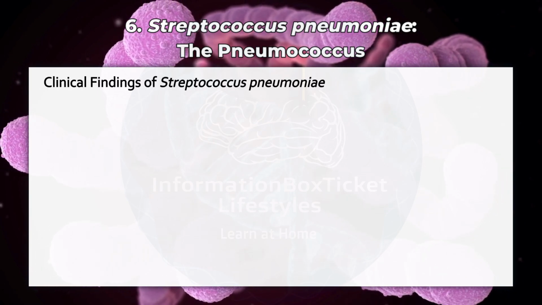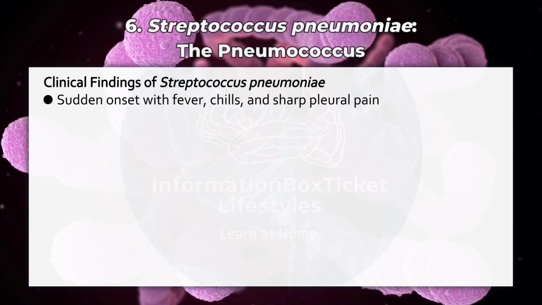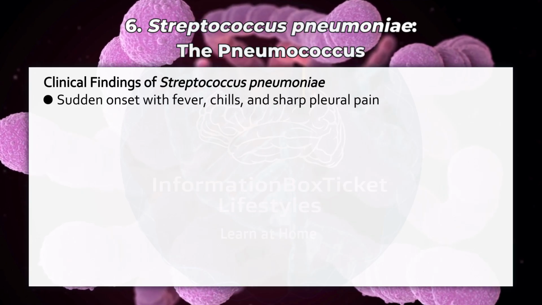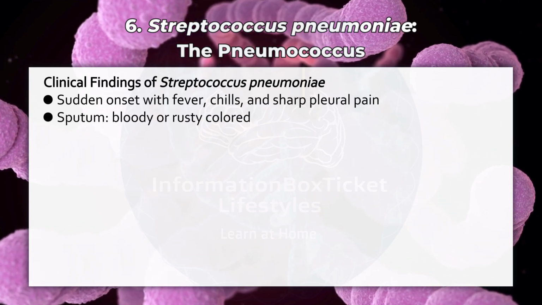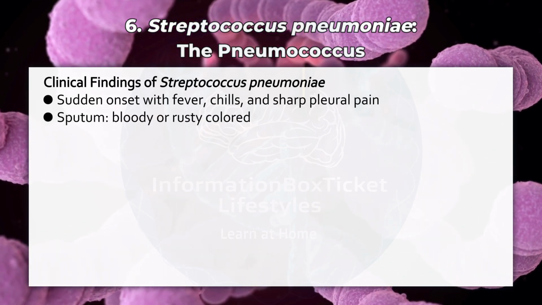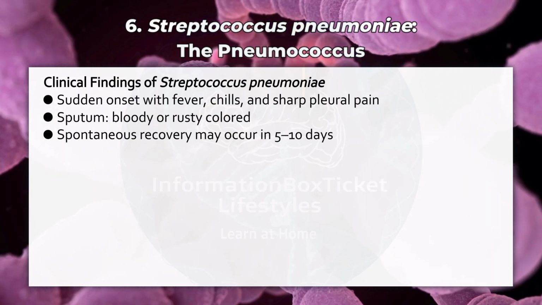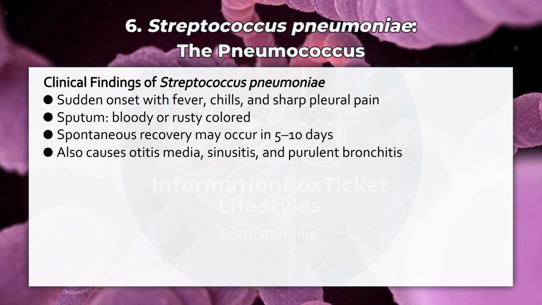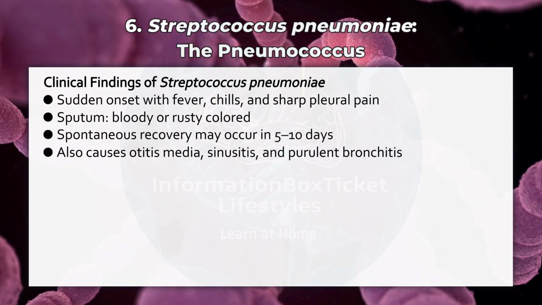Clinical findings of Streptococcus pneumoniae. Sudden onset with fever, chills, and sharp pleural pain. Sputum is bloody or rusty colored. Spontaneous recovery may occur in 5 to 10 days. It also causes otitis media, sinusitis, and purulent bronchitis.